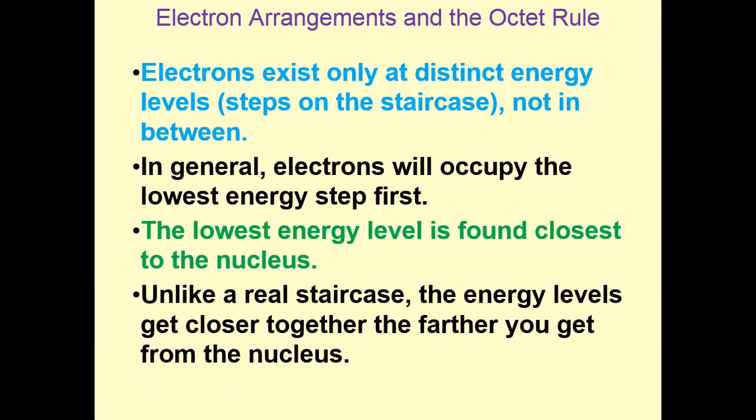Electron arrangement and the octet rule. Electrons exist only at distinct energy levels, like steps on a staircase, not in between. In general, electrons will occupy the lowest energy step first. The lowest energy level is found closest to the nucleus. Unlike a real staircase, the energy levels get closer together the farther you get from the nucleus.